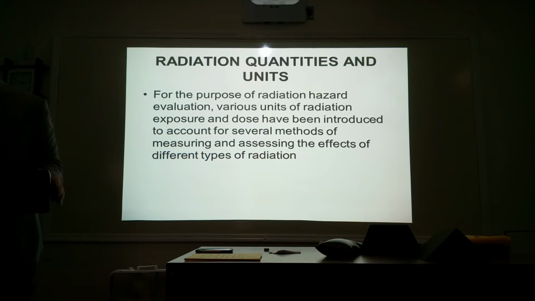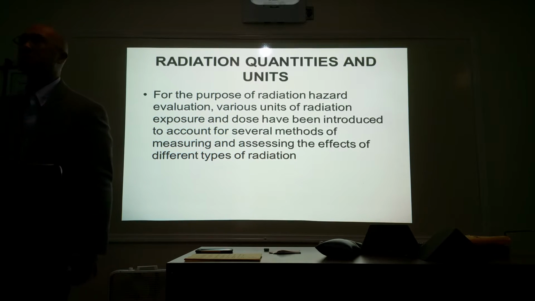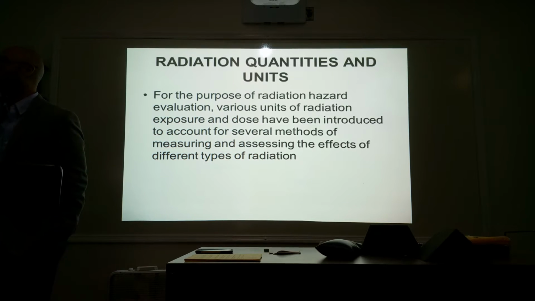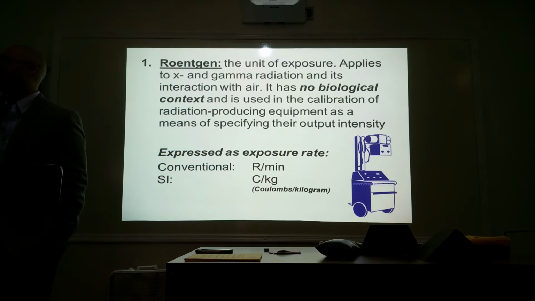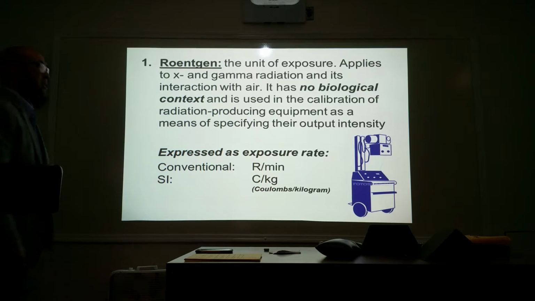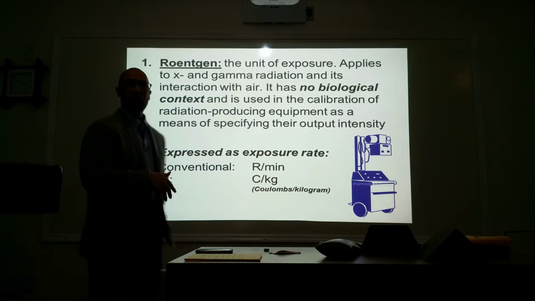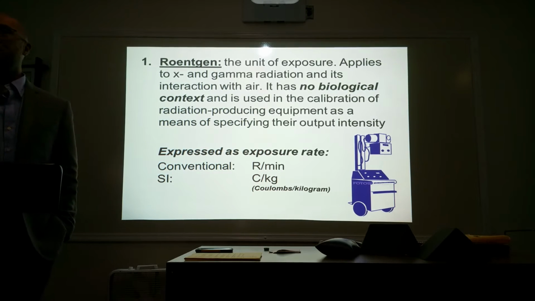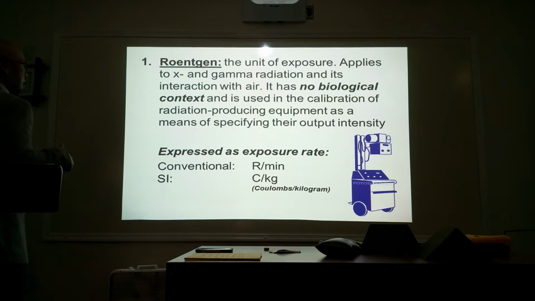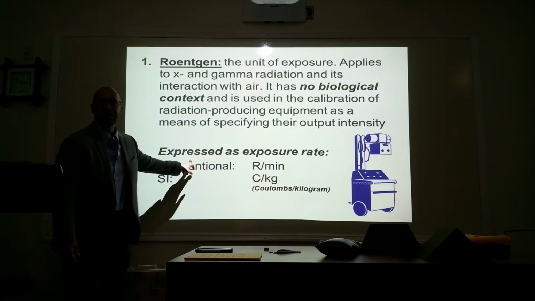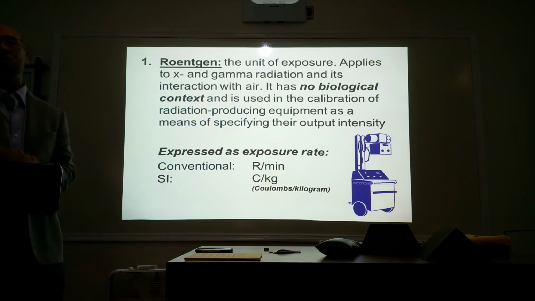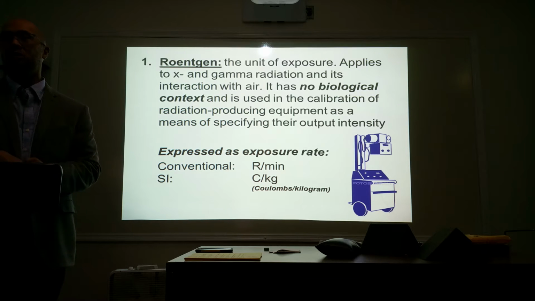Exposure. Let's talk about how we're going to measure these exposures. We're going to be talking about radiation quantities and units. Number one is the Roentgen. I've already introduced the Roentgen to you a couple of weeks ago with the inverse square law. Roentgen measures exposure rate. It has nothing to do with anything live. We're talking about the exposure that's coming from a radiation source.